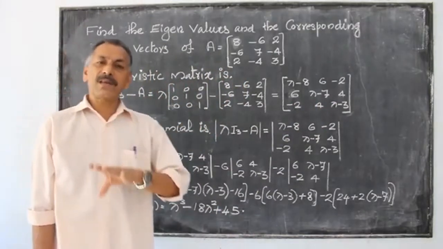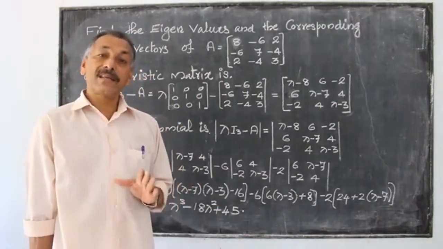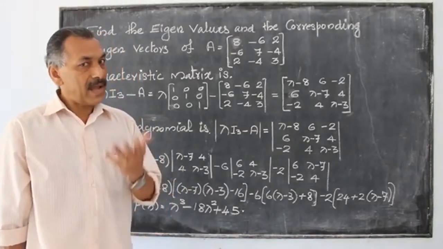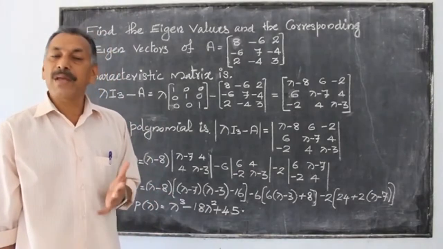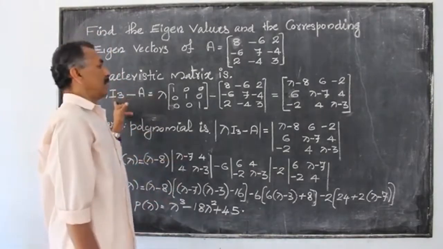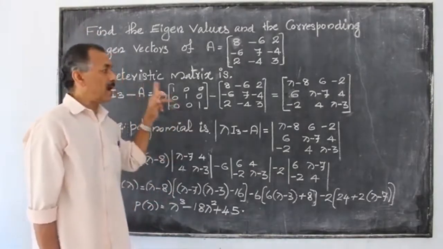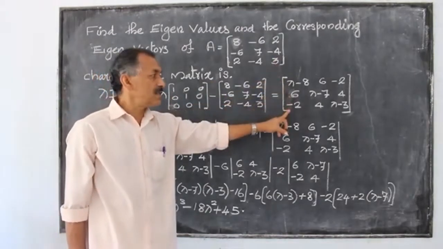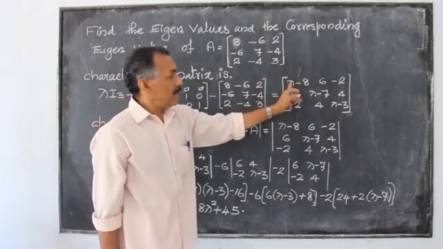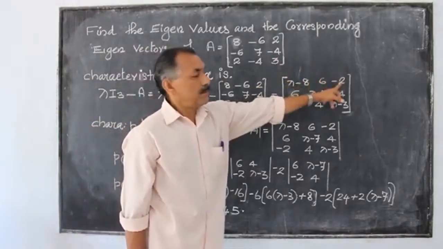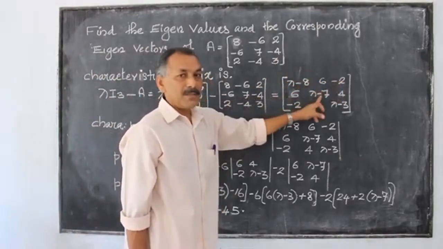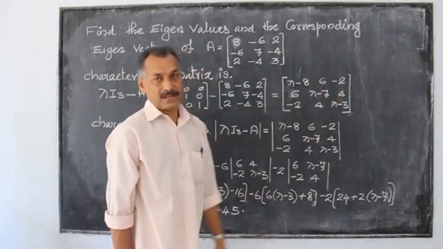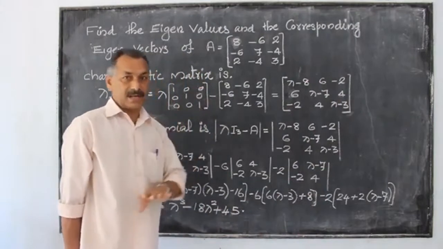For any matrix A, lambda I minus A is the characteristic matrix, where I means the identity matrix. In this case, lambda I3 minus A is equal to this matrix: [lambda minus 8, 6, minus 2; 6, lambda minus 7, 4; minus 2, 4, lambda minus 3]. This is the characteristic matrix.